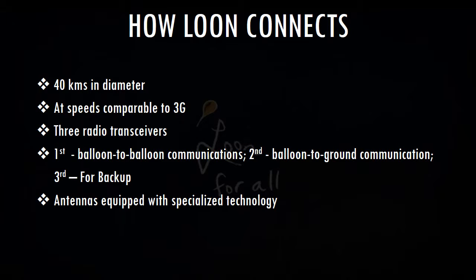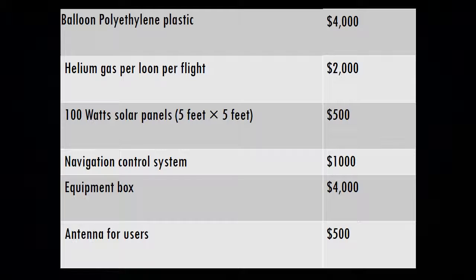There are also three radio transceivers attached to the balloon. The first is for balloon-to-balloon communication, the second is for balloon-to-ground communication, and the third is a reserve in case something goes wrong with the other two transceivers. There are also antennas attached which have specialized technology.